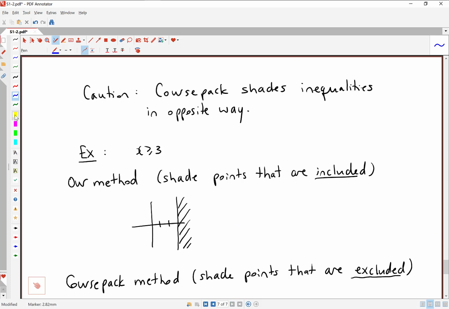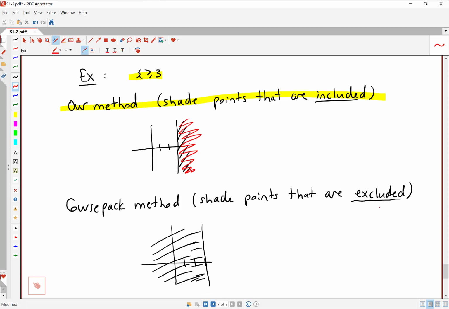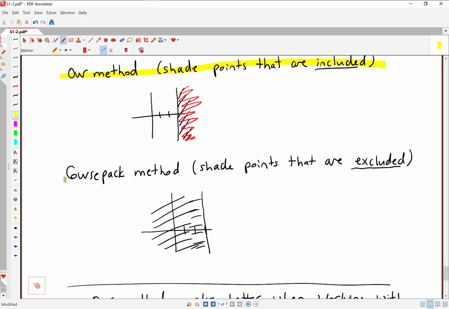So the final thing I wanted to mention is something about the course pack. Caution here that the course pack shades inequalities in the opposite way. So if we talk about the inequality, let's say x is greater than or equal to 3, our method that we covered in the notes and in this video is that we shade the points that are included in the inequality. All these points satisfy the inequality. Now the course pack does this backwards. The course pack method shades points that are excluded. So the point of view of the course pack is that they're throwing points away.